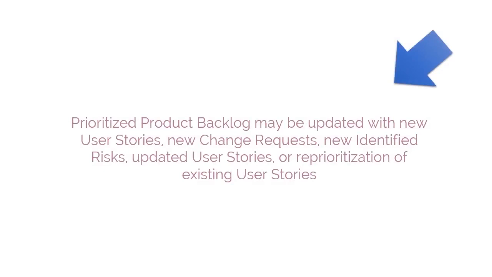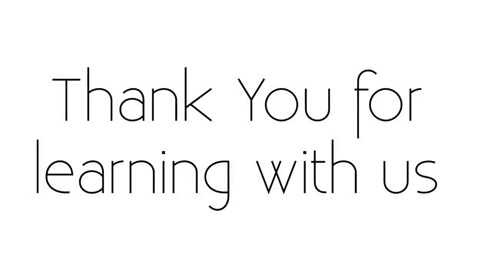So, prioritized product backlog may be updated with new user stories, new change requests, new identified risks, updated user stories, or reprioritization of existing user stories. With this, we've come to the end of the video featuring the third process in the phase Implement. I hope you've understood all the three processes in detail.